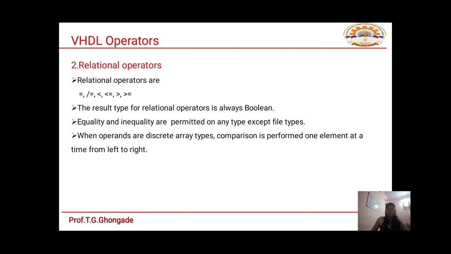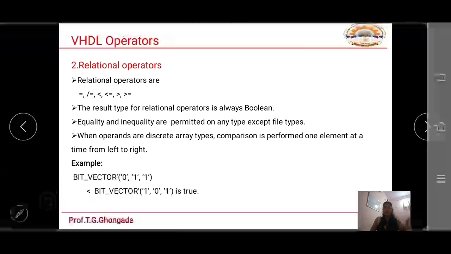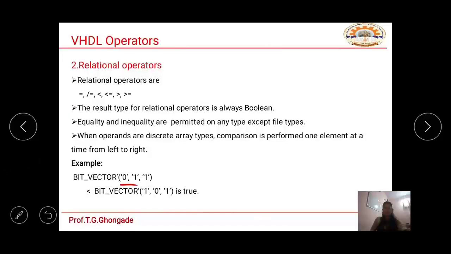When operands are discrete array types, comparison is performed one element at a time from left to right. Comparison is always performed from left to right. Now let's see some examples of relational operator. Bit vector 0, 1, 1 is less than bit vector 1, 0, 1 is true since the first element in the first array aggregate, 0, is less than the first element in the second aggregate. Look here: the first element here is 0 and the first element here is 1.